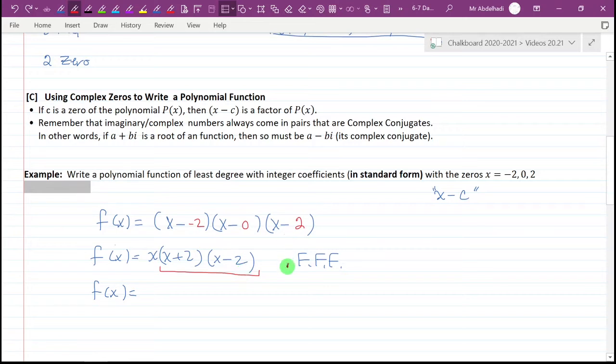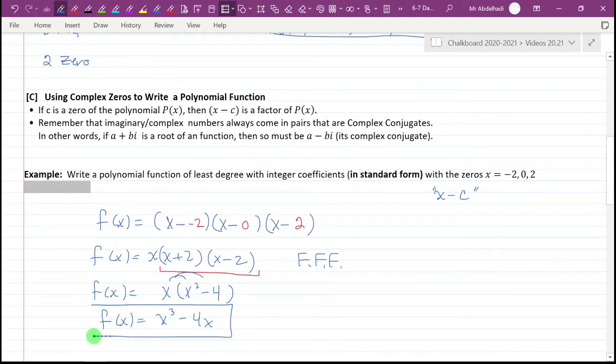So let's just do that. It's a shortcut. What do you get if you multiply these 2 conjugates? X times x is x squared, and 2 times -2 is -4. And this should make sense to you because this is a difference of squares. And when you factor the difference of squares, don't you get that? Right? When you factor x squared minus 4, don't you get x plus 2, x minus 2? So hopefully that makes some sense to you. And then you still have that x over here. So here we go. Distribute the x now. X cubed minus 4x, and we are done. So this is the polynomial.